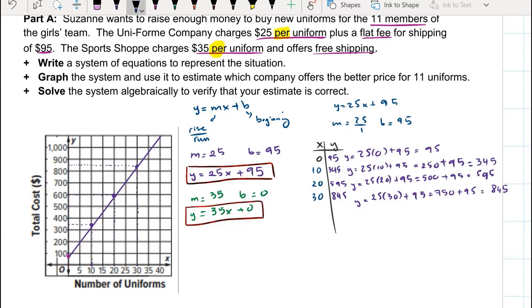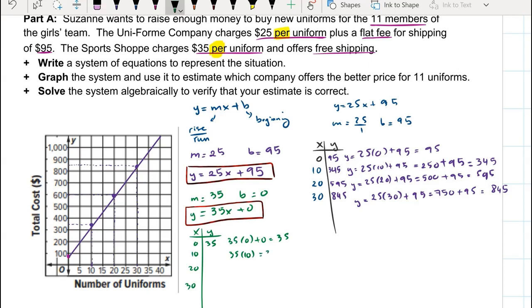y equals, I'm going to use green, y equals 35x plus 0. So this one is a little bit easier. If I put 0, 10, 20, and 30, let's see what the outcome is going to be. So 35 times 0 plus 0 is 0. And 35 times 10 plus 0, since it's adding 0, I'm going to skip plugging in the 0 because it just takes space, but it doesn't change anything to the answer.